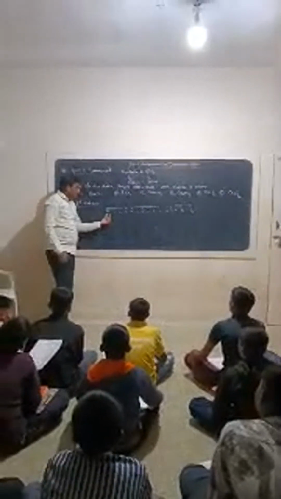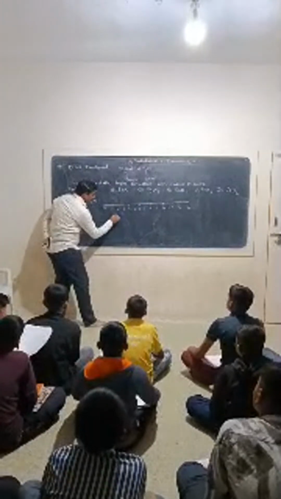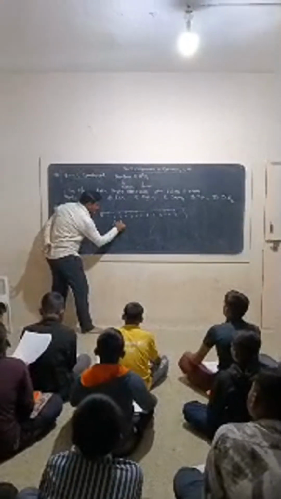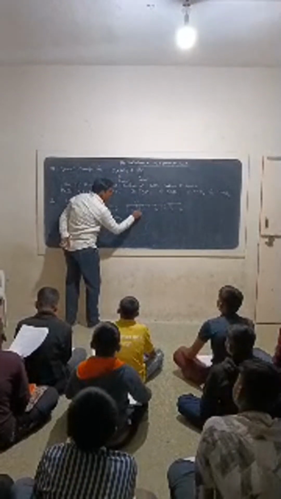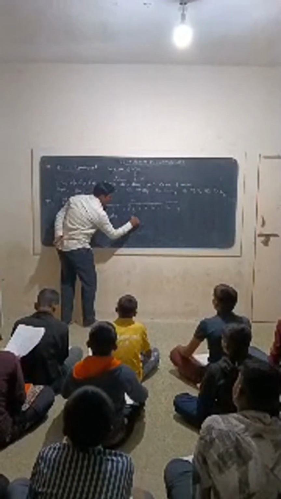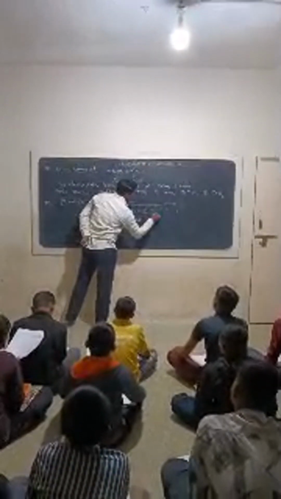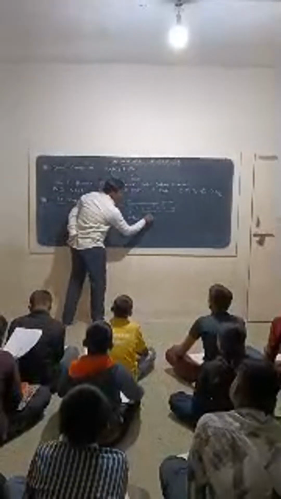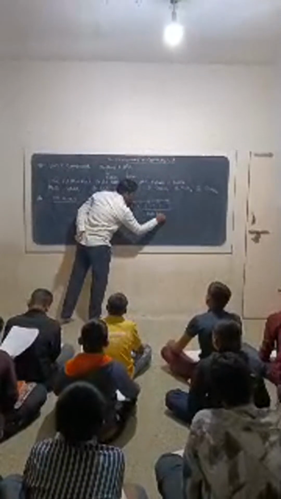If the pH is in between 0 to 7, the nature of the solution is acidic. If the value of pH is exactly 7, what is the nature? Neutral. The nature of the solution is neutral. And if the value is more than 7, that is a base. It means the nature of the solution is basic.